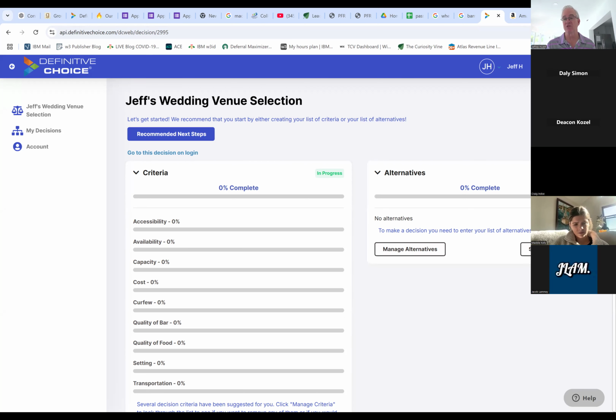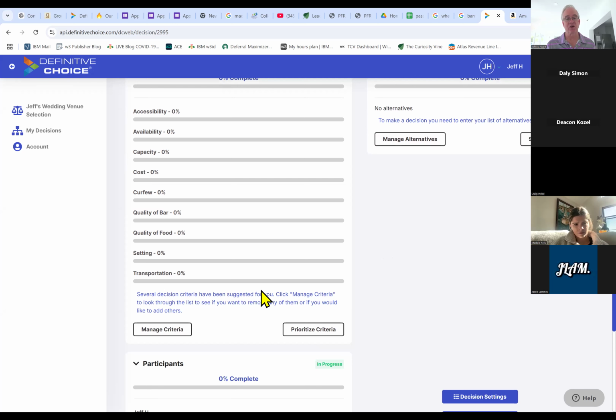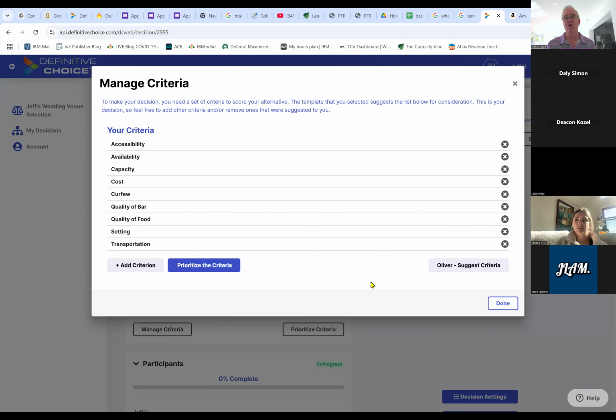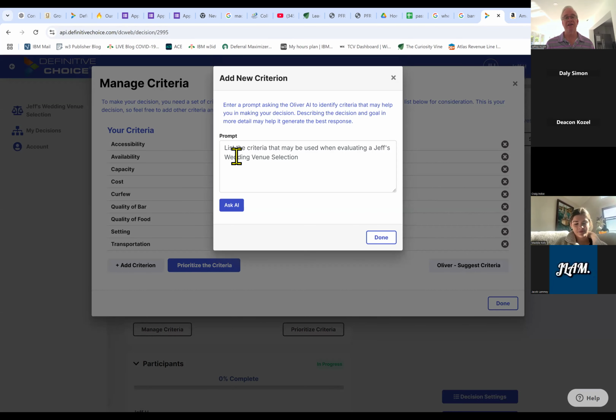So what we're going to do is go ahead, click on Manage Criteria. And if you'll remember, we've added Oliver, right? So we can use Oliver here. That's our Gen AI tool. And it has the prompt, lists the criteria that may be used when evaluating Jeff's wedding venue selection. I'm going to change this.